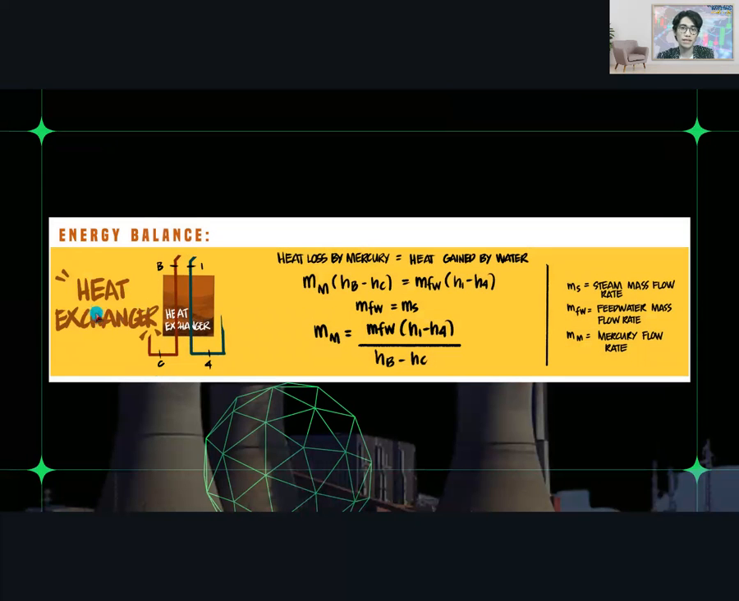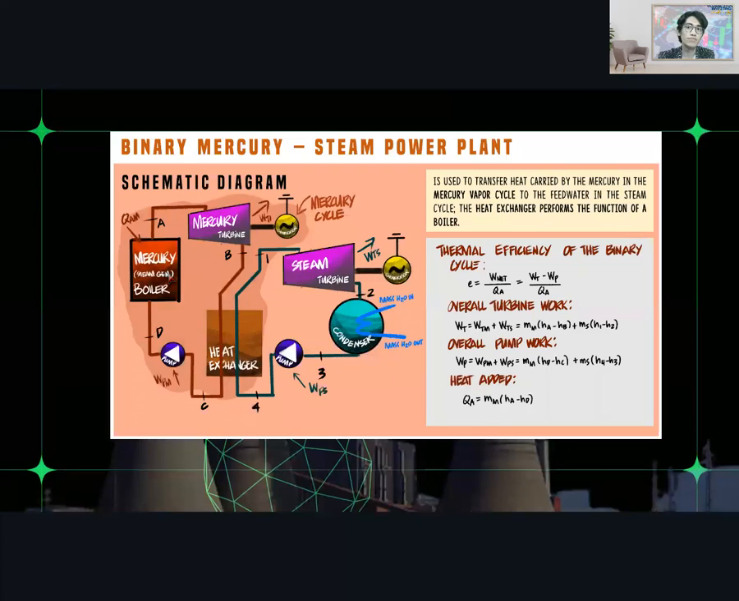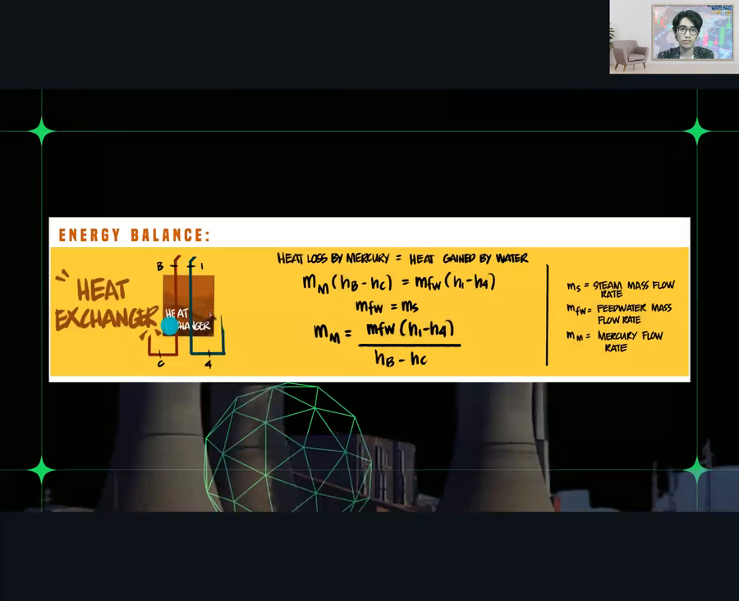So, ito yung energy balance niya. So, heat exchanger, ano heat exchanger? Ito kanina yung ito sa mercury, binary mercury steam power plant. Ito yung dalawa niya. Ito yung dito sa steam, ito yung sa mercury. So, heat loss by mercury is equal to heat gain by water. Ano yung heat na nawawala sa mercury? Ito naman yung dumadagdag ng init or the heat gained by water.